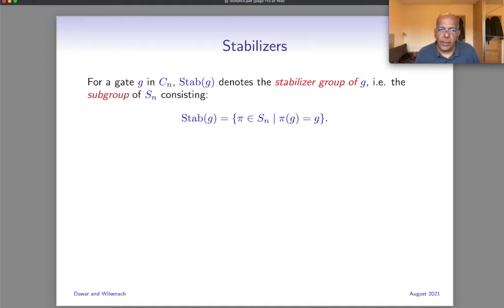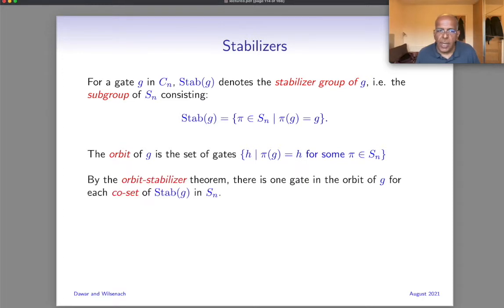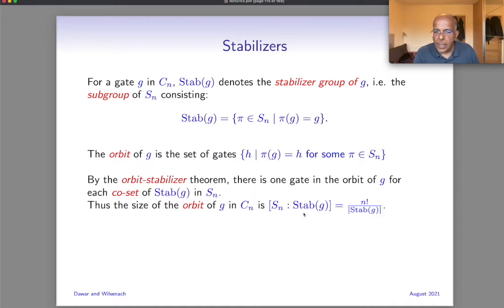Now, consider a gate in the circuit. The stabilizer group of the gate is simply the subgroup of Sn consisting of those permutations which fix the gate, so for which the gate is not moved by the permutation. And the orbit of the gate G is simply those gates H for which there is a permutation pi in Sn which takes G to H. The orbit stabilizer theorem, a standard fact from permutation group theory, tells us that there is one gate in the orbit of G for every coset of the stabilizer group of G in Sn. In other words, the size of the orbit is the index of the stabilizer group of G in Sn. In other words, it's n factorial divided by the size of the stabilizer group.